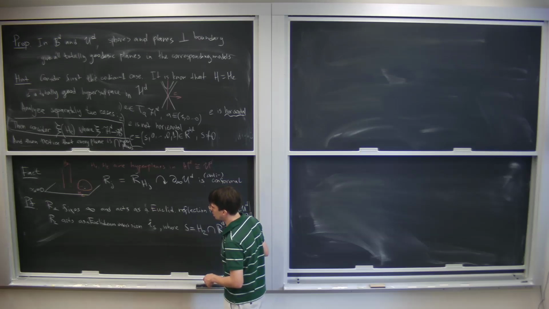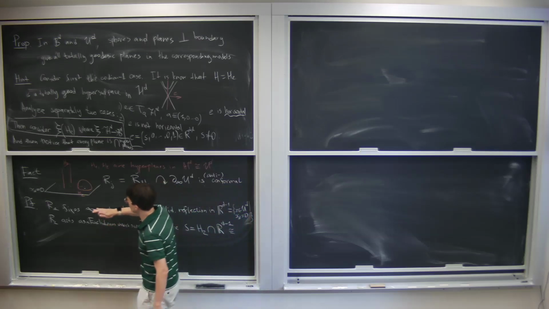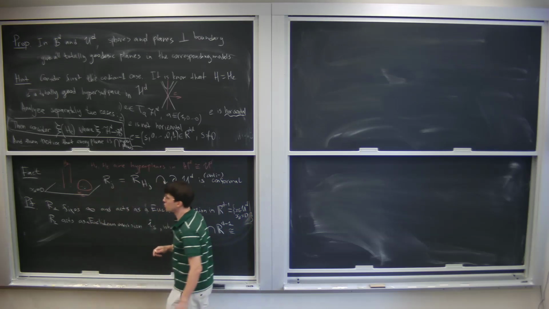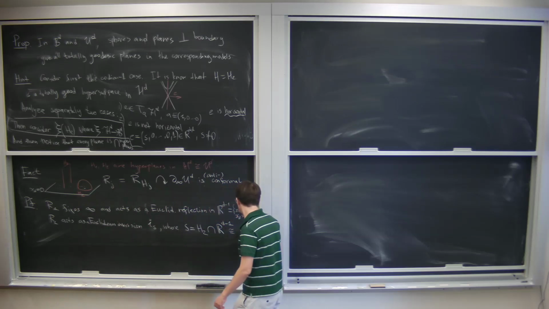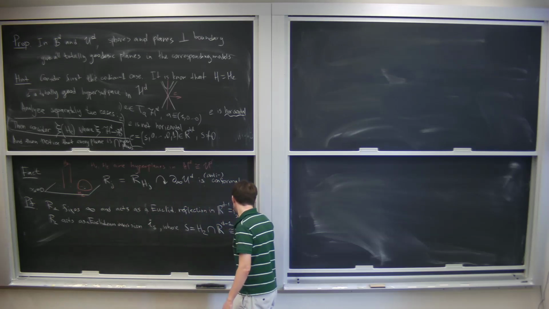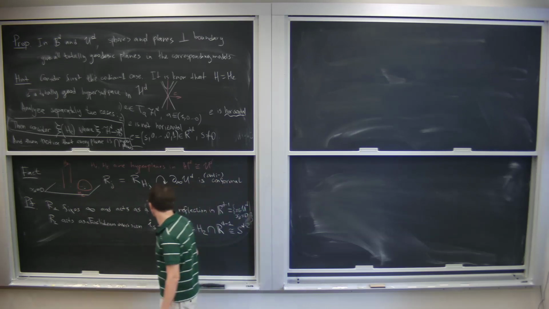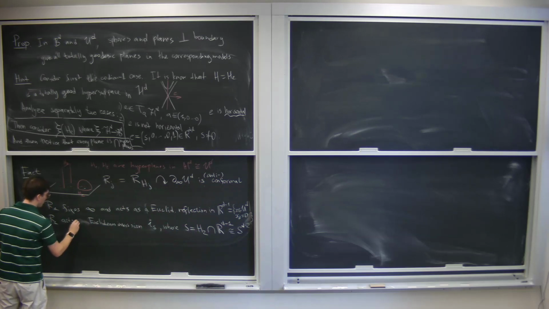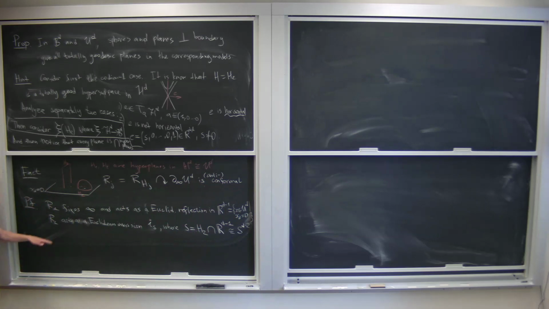So S can be identified with a sphere. What is the dimension? The boundary has dimension d minus 1, so S is a d minus 2 dimensional sphere, right? So R2 acts as a Euclidean inversion with respect to this d minus 2 dimensional sphere, right?